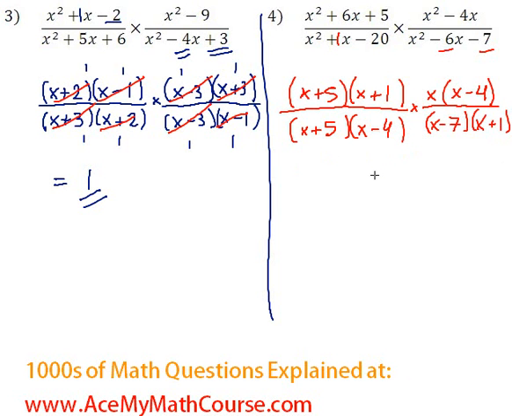Okay, now we can start canceling things out. The x plus 5s are going to go. x minus 4 up top, x minus 4 down at the bottom, they cancel out as well. The x plus 1s will cancel out, and then we're just left with x over x minus 7. And that's it.